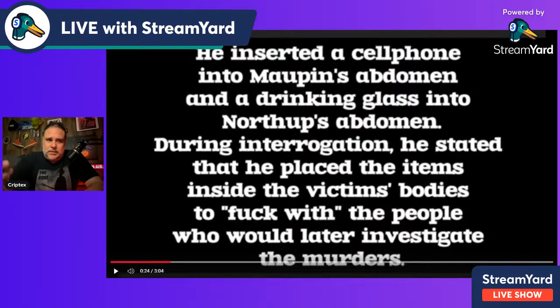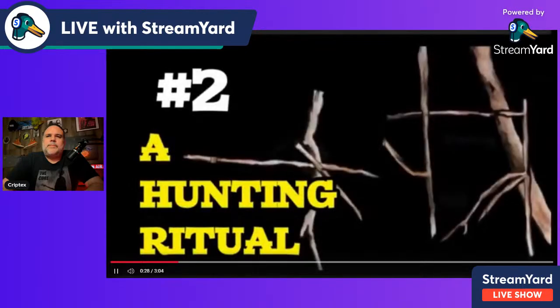So what do you think, guys? Do you think this is a potential explanation for the placement of the sticks on the bodies of the girls, that the killer or the killers were just messing with law enforcement? Let me know in the chat. So that was the first hypothesis. Let's go to the second one.